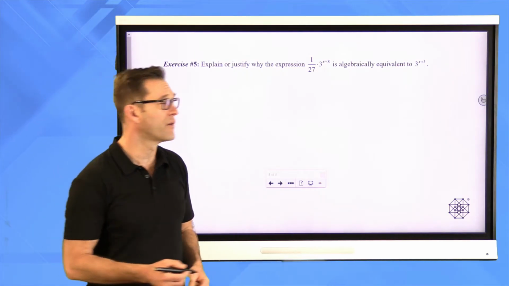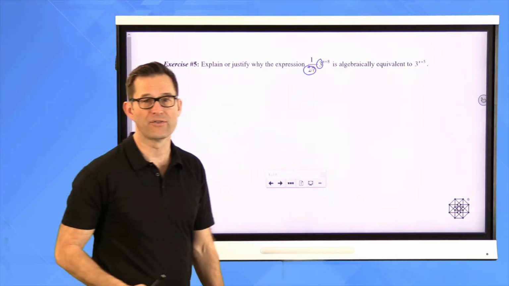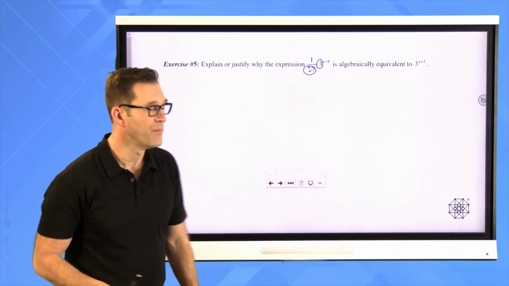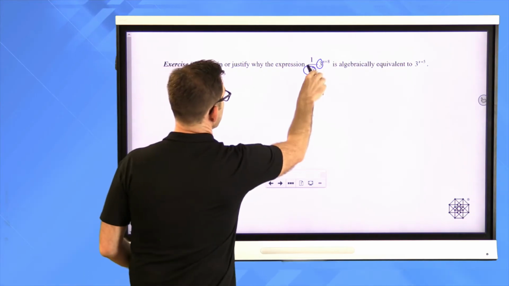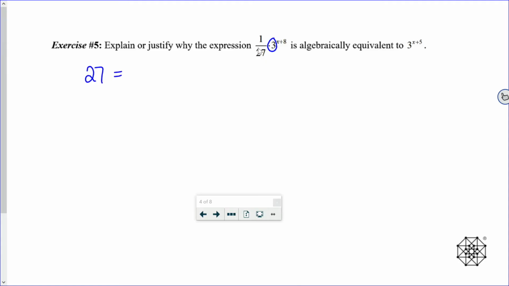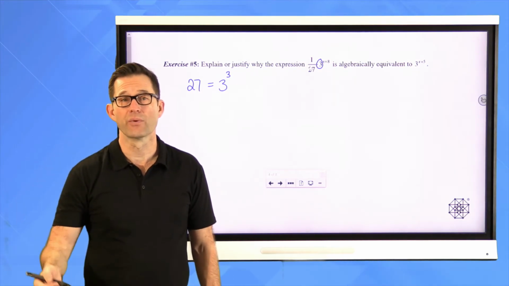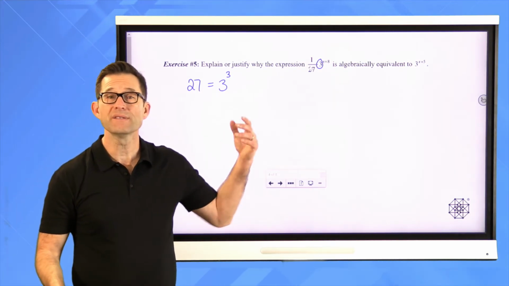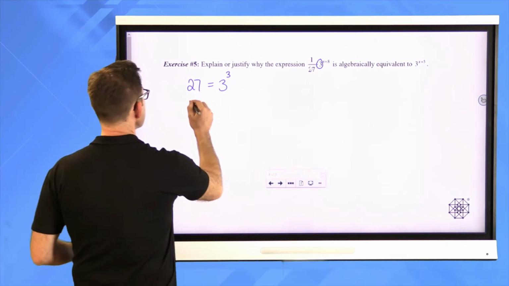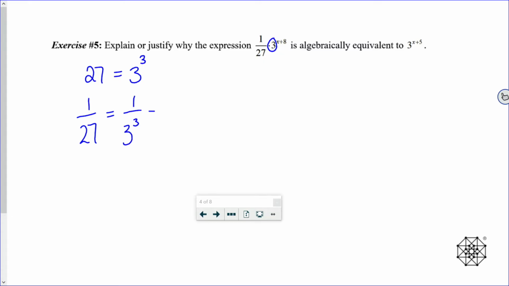Well, the real key in understanding this is understanding how the number 27 and the number 3 relate to each other. That's really key, right? And the plain fact is, right, 27 is equal to 3 to the 3rd, right? 3 times 3 is 9, times 3 is 27. So 27 is 3 to the 3rd. That means that 1/27 is equal to 1 over 3 to the 3rd, which is 3 to the negative 3rd.